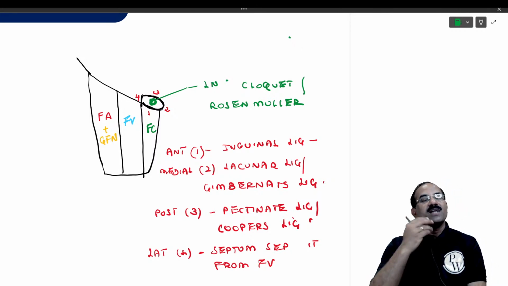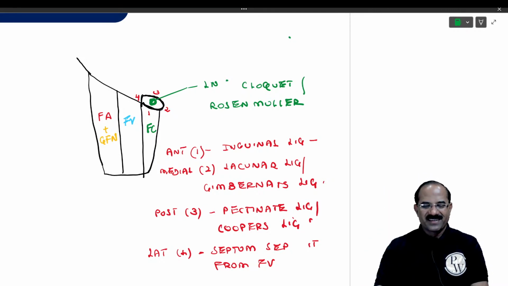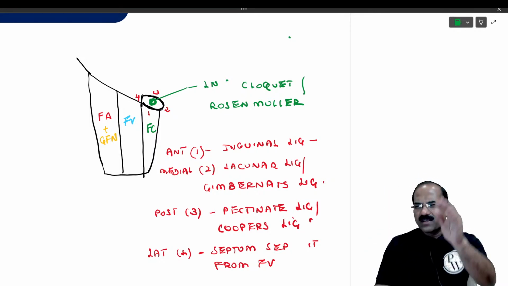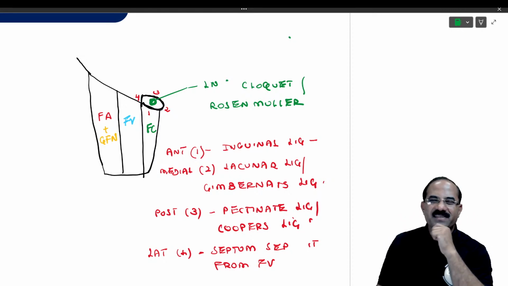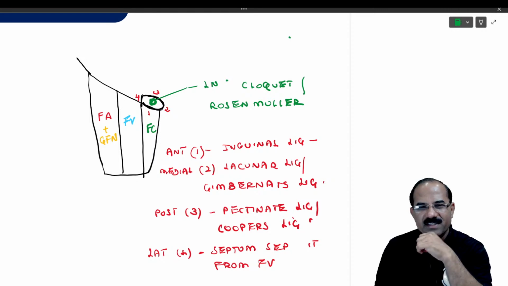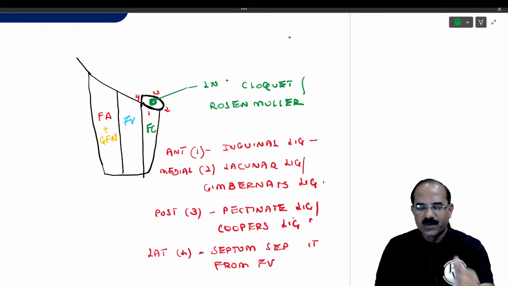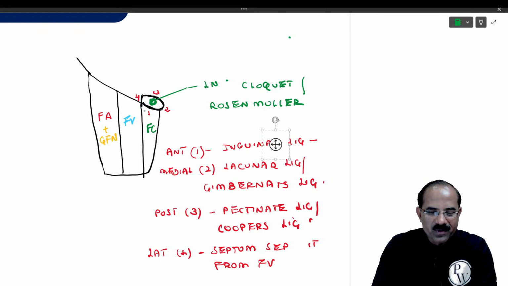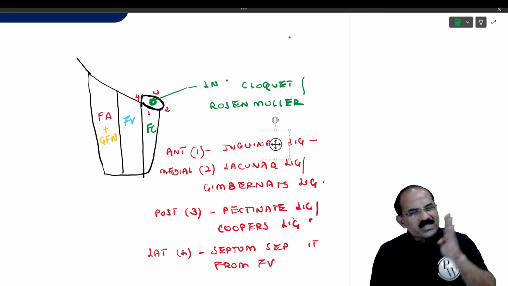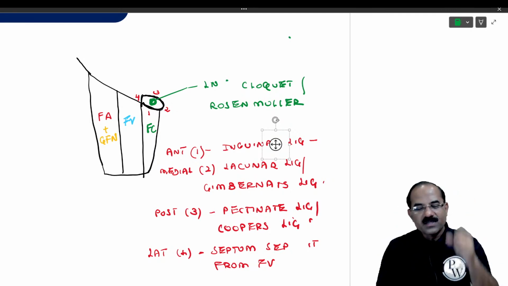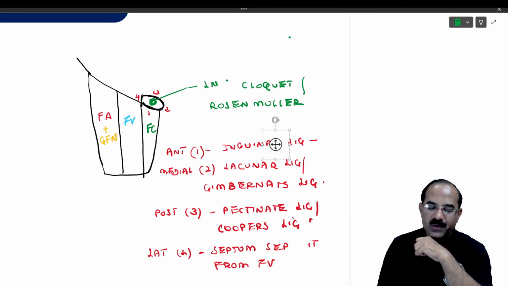So children, chances of femoral hernia are more common in whom? Females. Right? You become a surgeon in future. You become a surgeon, and a case of femoral hernia comes to you. Now you have to reduce the hernia. What will you do? You have to dilate this femoral ring, right? You have to cut one of the boundaries of the femoral ring. Children, which boundary will you cut? Which boundary of the femoral ring are you going to cut?